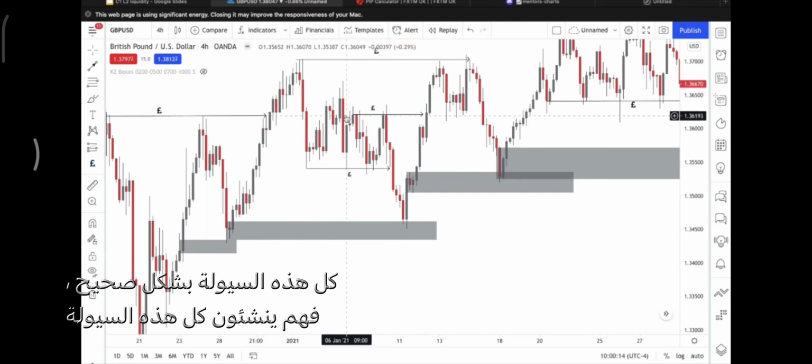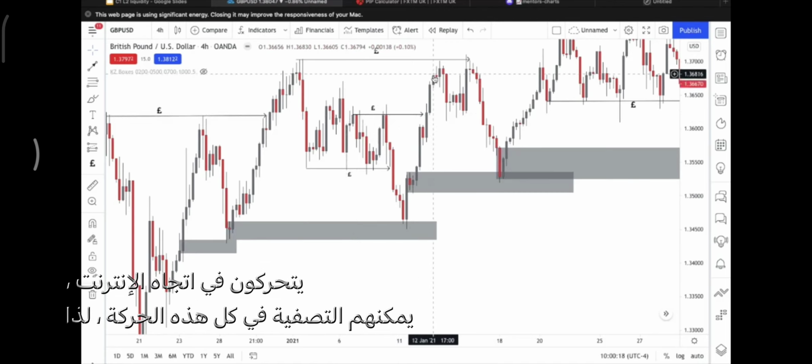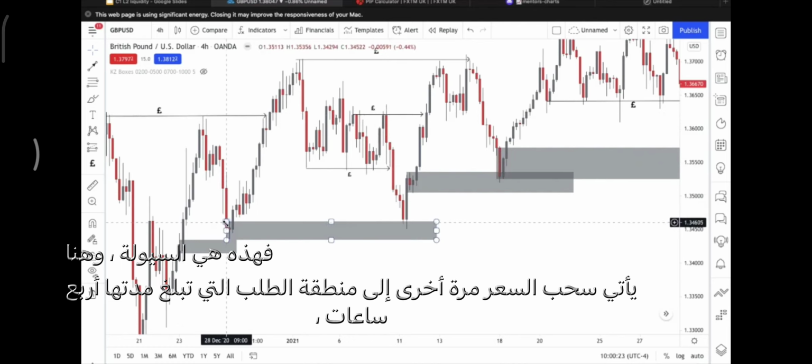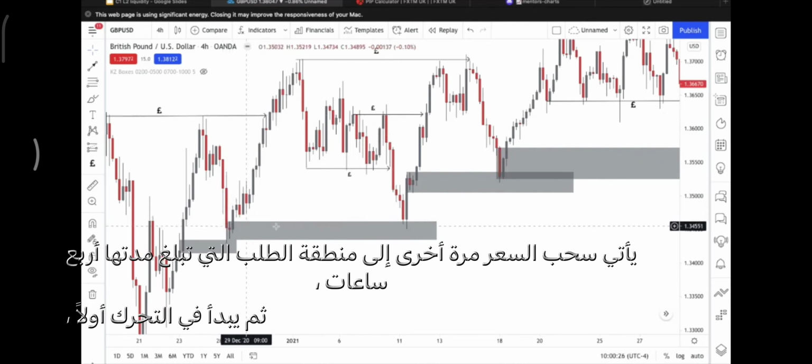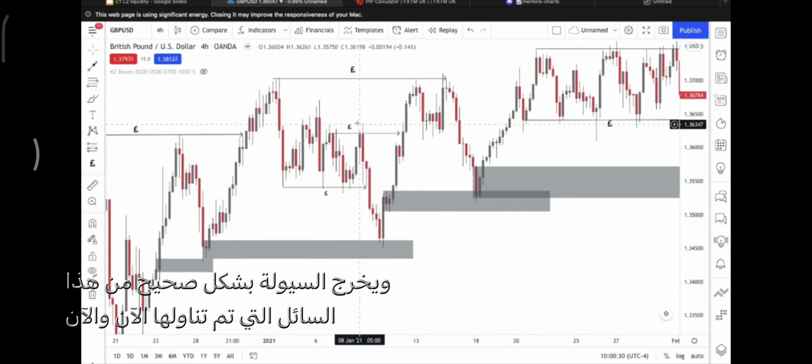They're creating all of this liquidity so that when they're moving in the intended direction, they can liquidate in all of this move. So this is liquidity right here. Price pulls back, comes into our 4 hour area of demand, then starts to move over. First, it takes out the liquidity, right? This liquidity is now taken out.